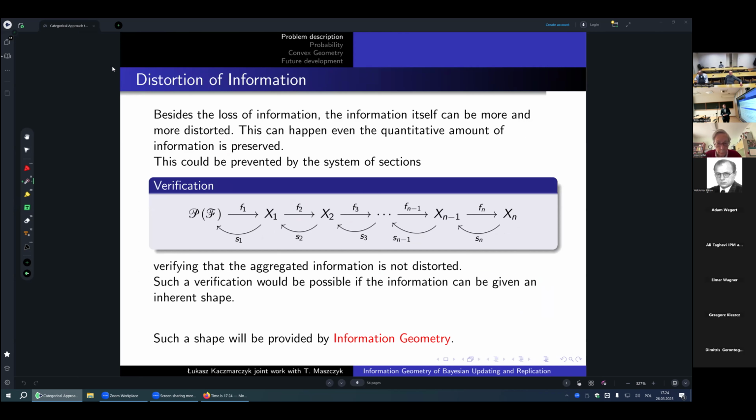So it is an important distinction because the information is usually measured by some function, like for example, the Shannon entropy, and the loss of information is identified by the achievement of smaller values of this function. But this is not the only thing that happens along this chain. Here, the data itself can be, in a sense, distorted.